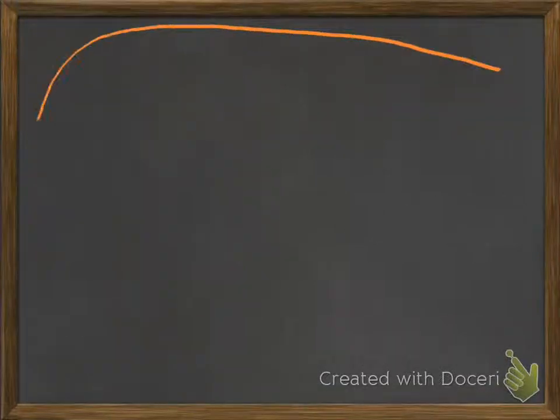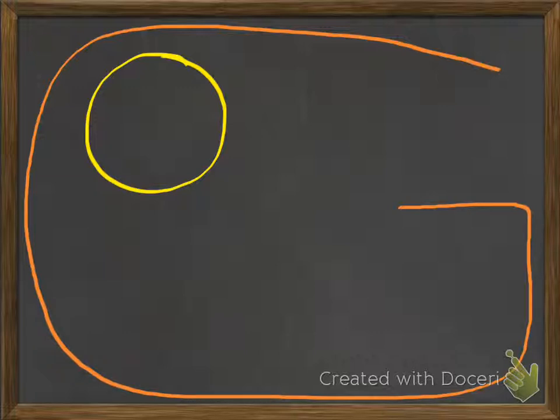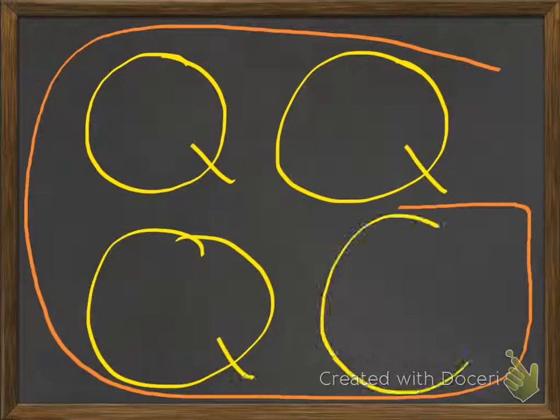So I'm going to start off with my gallon. Draw a great big G. G for gallon. It is the largest unit of capacity that we'll be using today. Next, I know a gallon contains 4 quarts. So I'm going to draw 4 Q's for 4 quarts.